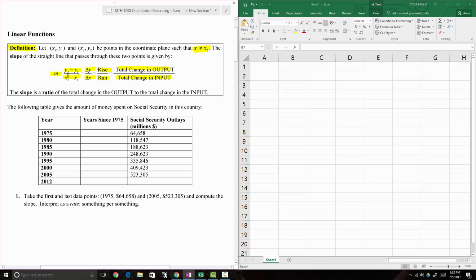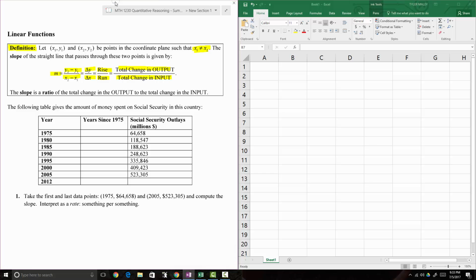Because if that's true, then this bottom value here will be 0, which we can't divide by 0. So in order to calculate slope, for something to have slope, we can't have both x values being the same, right? In that situation, slope is undefined, right? That's where we have a vertical line, right?